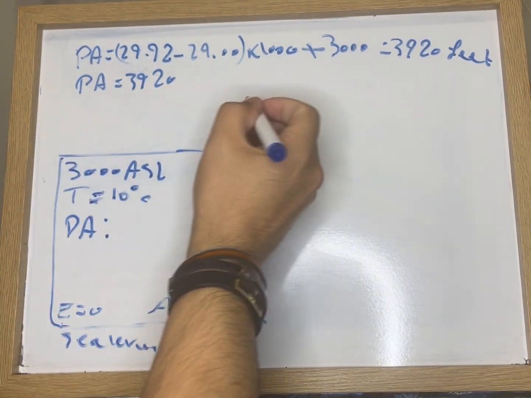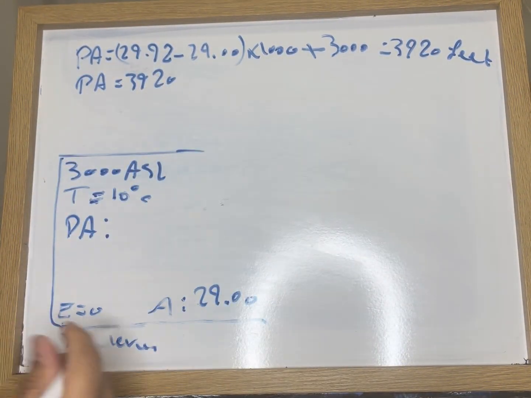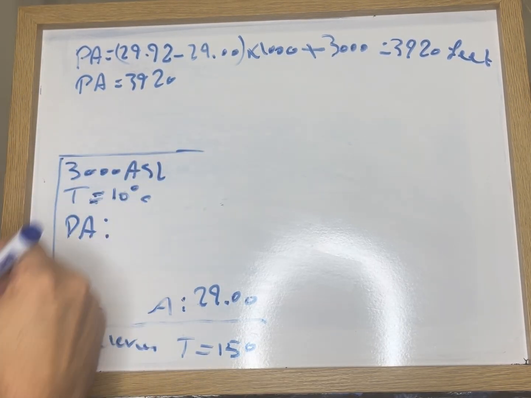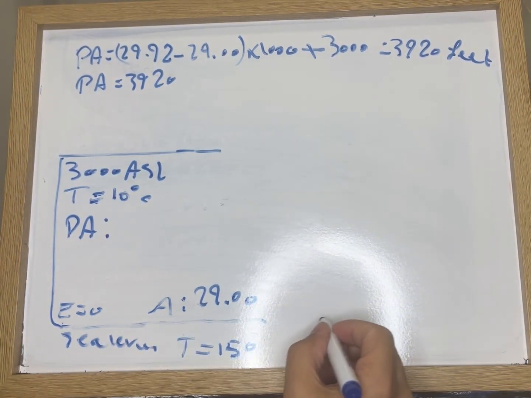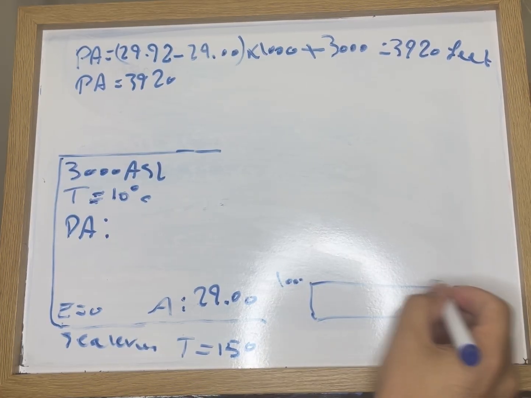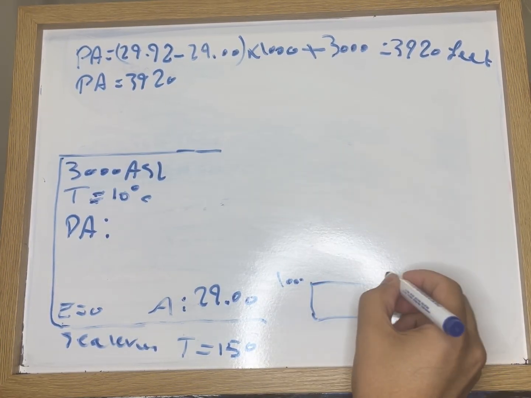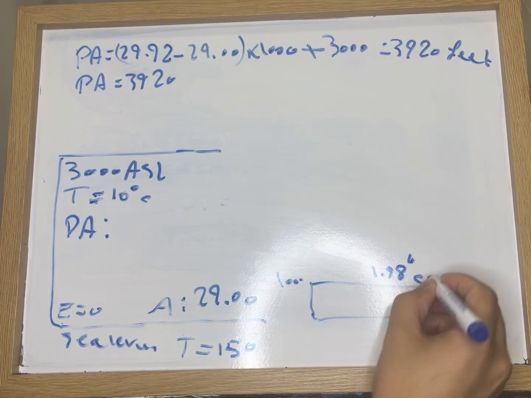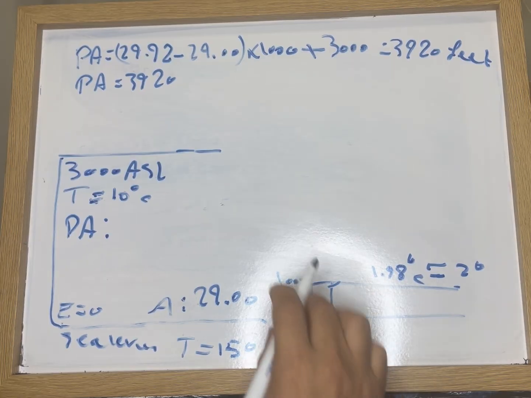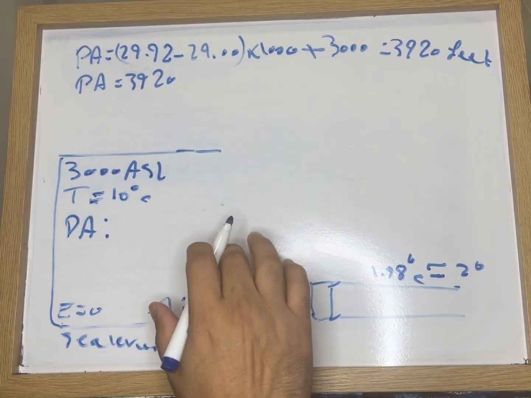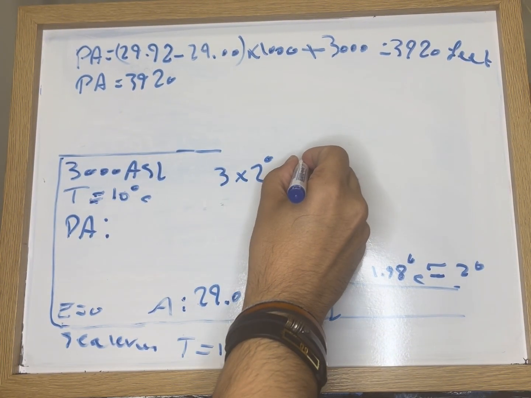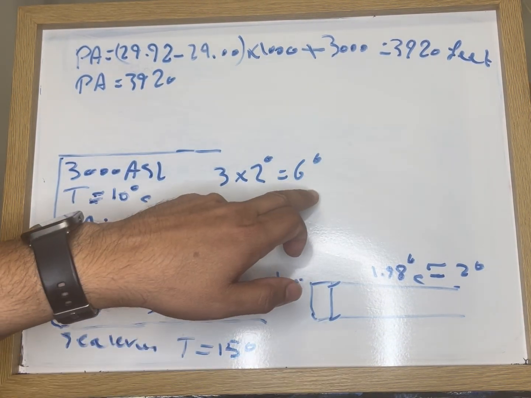How about temperature? First of all, we need to calculate the standard temperature. As we know, at sea level the standard temperature is 15 degrees. At 3000 feet, due to the standard lapse rate, temperature decreases 1.98 degrees Celsius for each 1000 feet, which we round to 2 degrees Celsius. So at 3000 feet, multiply 2 degrees by 3, which equals 6 degrees.